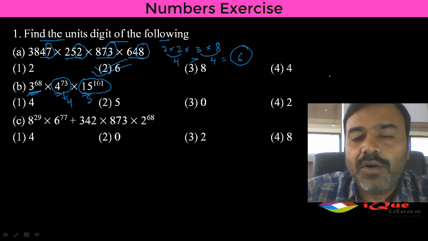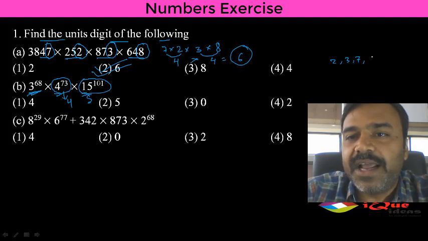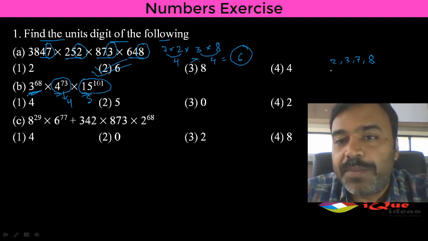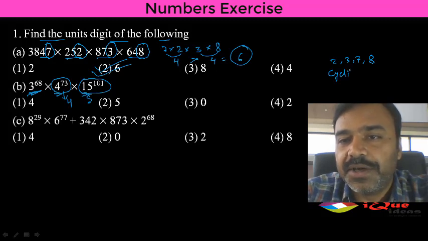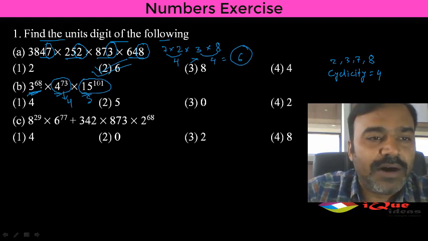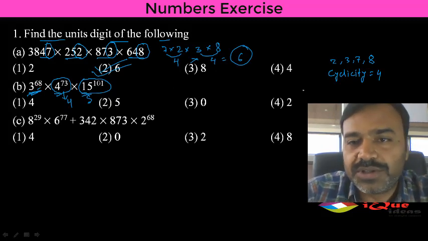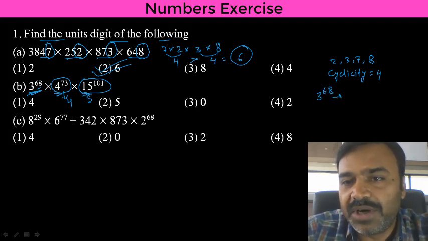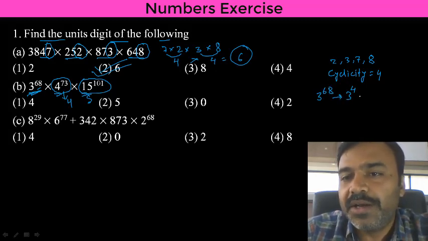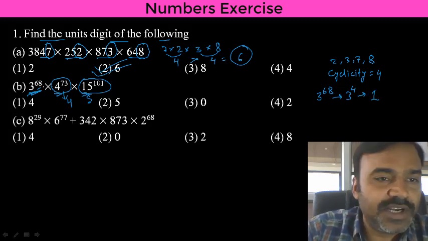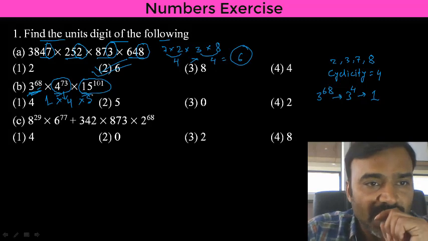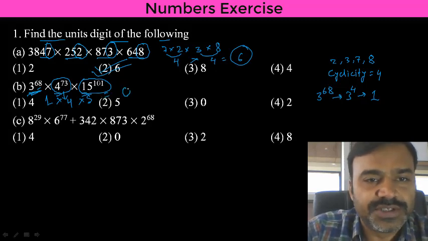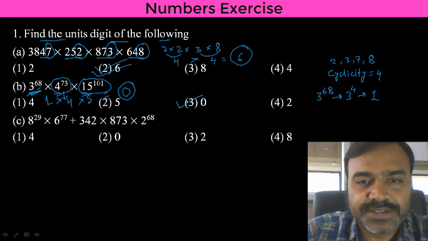And 3 raised to 68. Now for 2, 3, 7 and 8, the unit digits repeat after every 4 powers, and that is called cyclicity. You must check the theory lectures for this. So cyclicity for all of these is 4. That means divide the power by 4. Now 68 is divisible by 4. So 3 raised to 68 will have the same unit digit as 3 raised to the power 4, which is 81. So 1. The unit digit of 3 raised to 68 is 1. Unit digit of 4 raised to 73 is 4. Unit digit of 15 raised to 101 is 5. So the overall unit digit will be 1 into 4 into 5, and that is 20. So 0. So unit digit of this number is 0, and that is option 3.